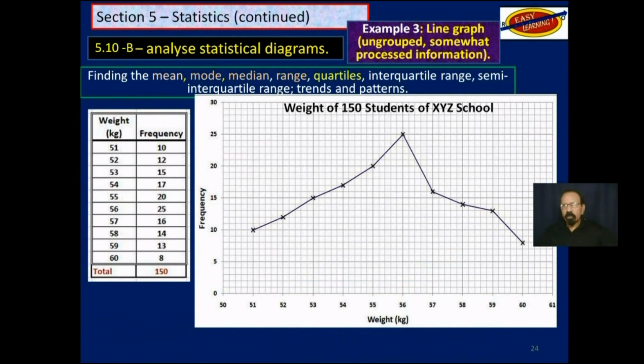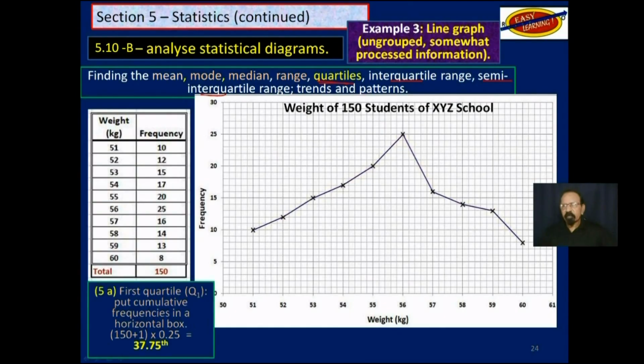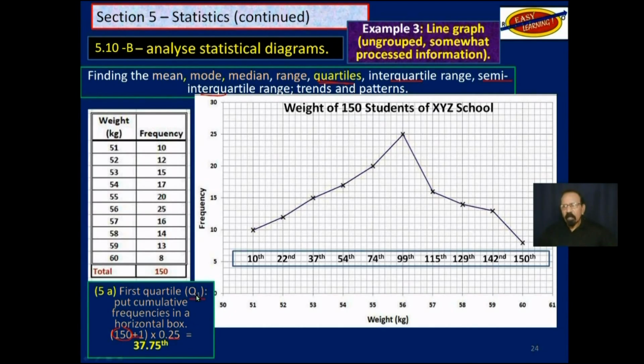Now let's deal with the two quartiles, the first and the third quartile, so we can then get the interquartile range and the semi-interquartile range. So we know that we have a frequency of 150. We add 1 to that, and we multiply by 0.25 to give us Q1, which is somewhere around the 37th position. Now, this one is a little tricky.